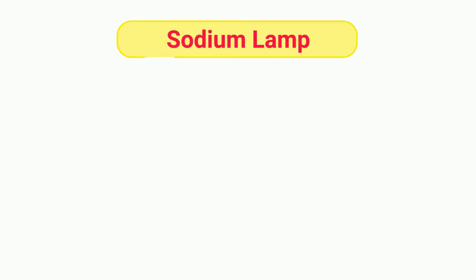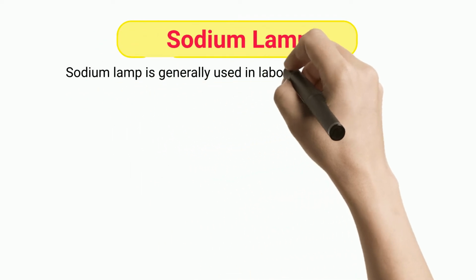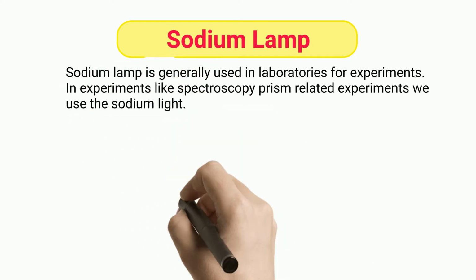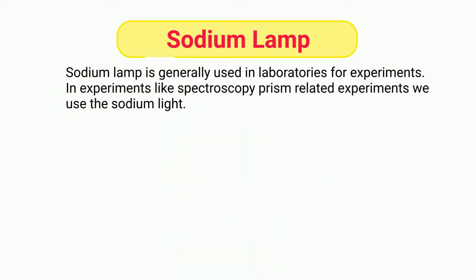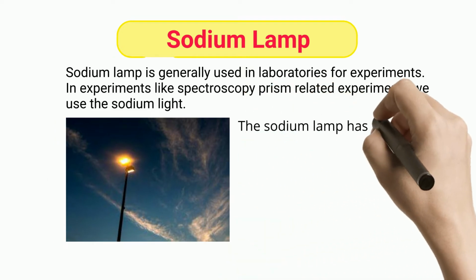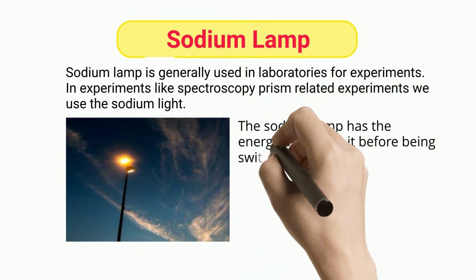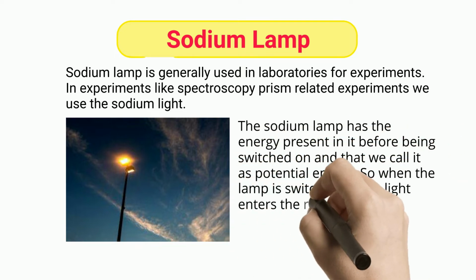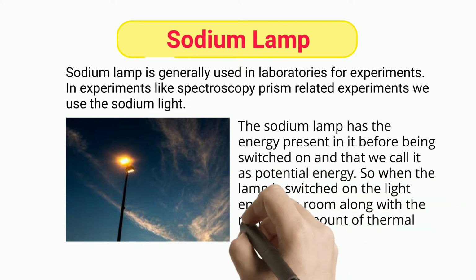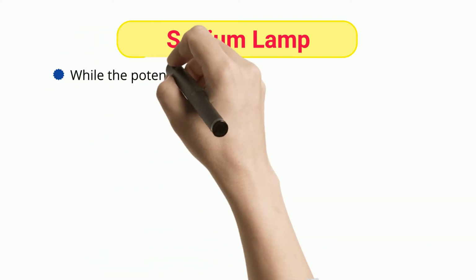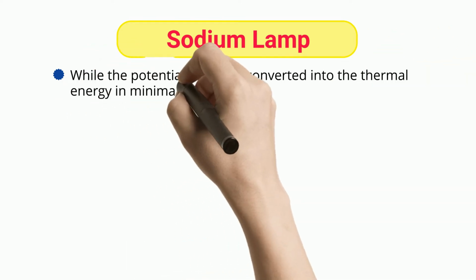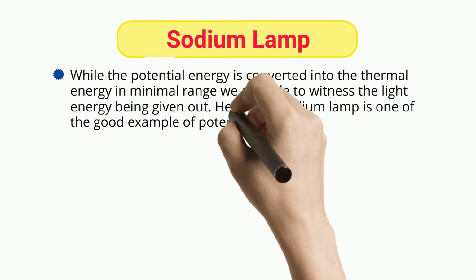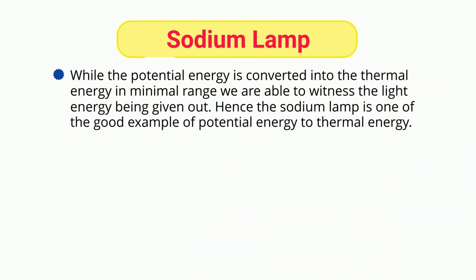Sodium lamp. Sodium lamp is generally used in laboratories for experiments. In experiments like spectroscopy and prism-related experiments, we use the sodium light. The sodium lamp has energy present in it before being switched on, and that we call potential energy. So when the lamp is switched on, the light enters the room along with a minimum amount of thermal energy. While the potential energy is converted into thermal energy in a minimal range, we are able to witness the light energy being given out. Hence, the sodium lamp is one of the good examples of potential energy to thermal energy.